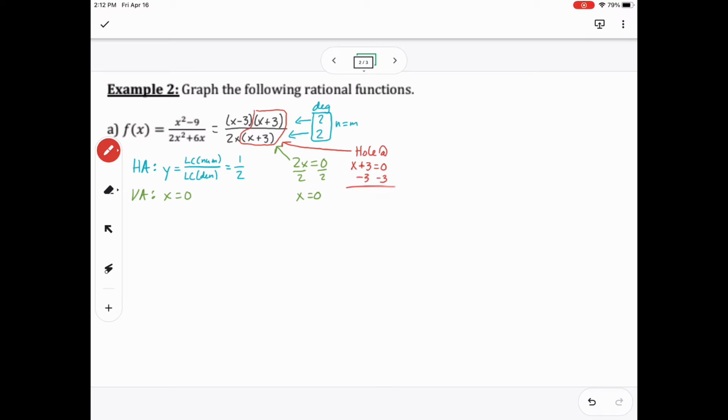And then solve the other one. That gets me x equals -3. So at x equals -3, I'm going to have a hole. And I'll show you how we graph that when we get to graphing. But I first want to find my x-intercept and my y-intercept.